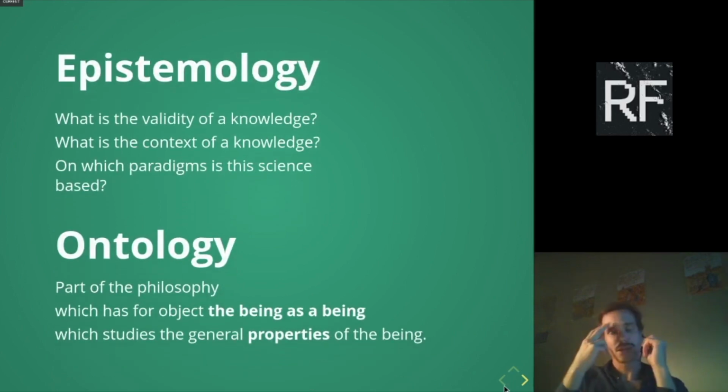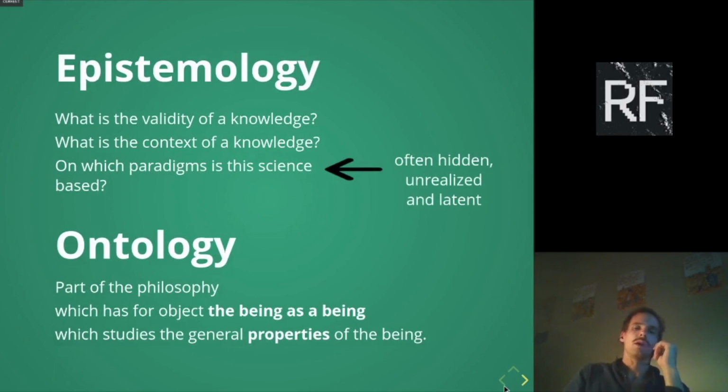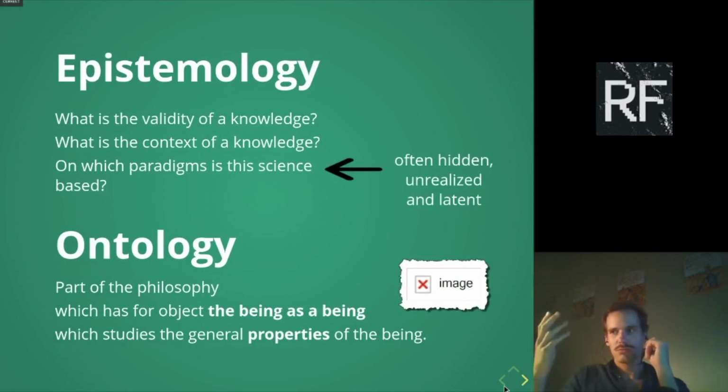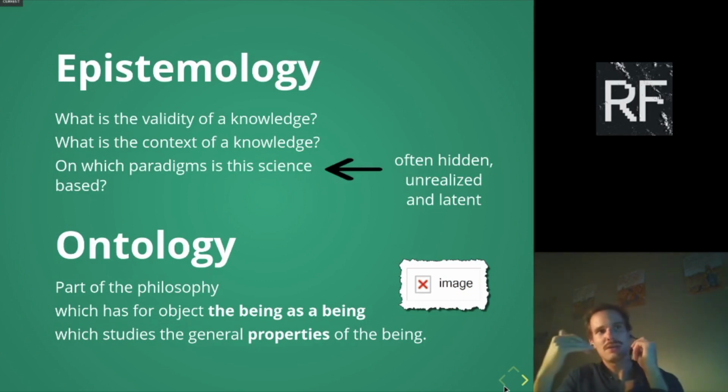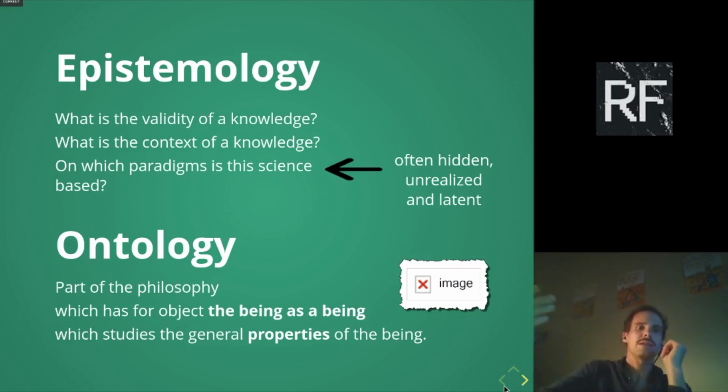Then two barbarian words, epistemology and ontology, just to know what it is about. It's quite abstract. Epistemology concerns science and knowledge. It's asking the validity of a knowledge. It's asking the context of a knowledge, and on which paradigm the science is based. That's often hidden and unrealized and latent.